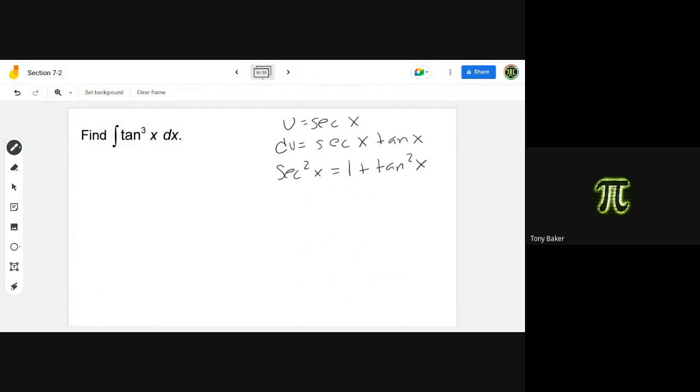So what do we need to do? I need a secant somewhere. And I still need a secant tangent. So let's split this up. If I take this as tangent squared x and tangent x, I can change this to secant squared x minus 1, tangent x.